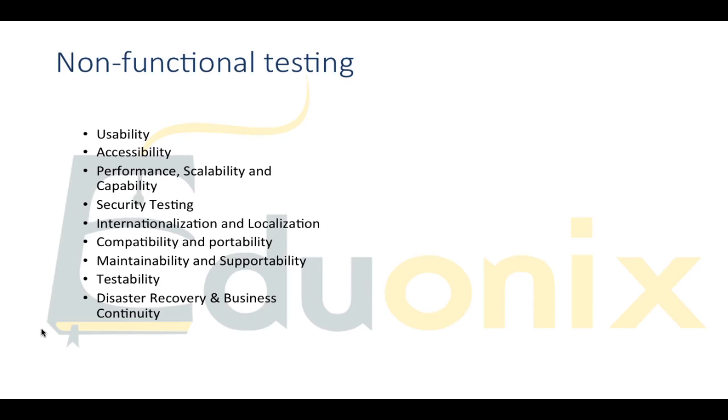So the topics that we're going to cover in today's chapter are usability testing, accessibility, performance, scalability and capability, security testing, internationalization and localization, compatibility and portability, maintainability and supportability, there's quite a few abilities in here, testability, disaster recovery and business continuity. Right, so let's get started.